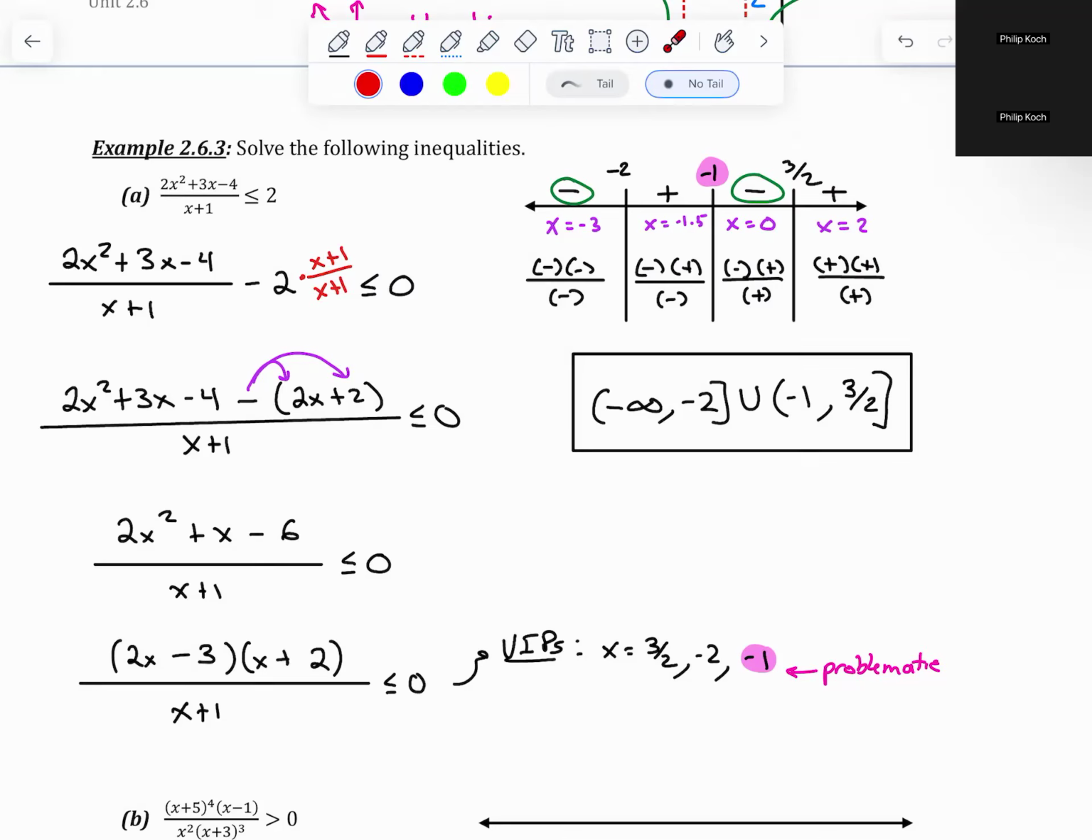And you get negative, like the two pieces that are negative are from -infinity to -2 and from -1 to 3/2. We put brackets on the -2 and the 3/2 because they are places that will solve the inequality. If you plug it into the original inequality, you will get 2 is less than or equal to 2, which is a true statement. But as soon as you try and plug in -1, you'd be dividing by 0, and that's a big no-no. That's why that one has a parenthesis, whereas the other ones don't. Any questions on that?